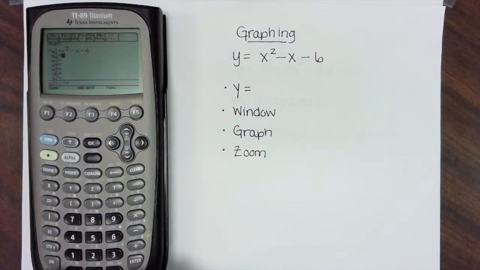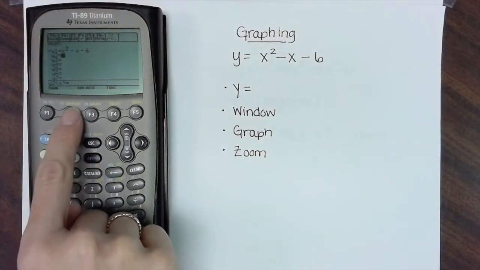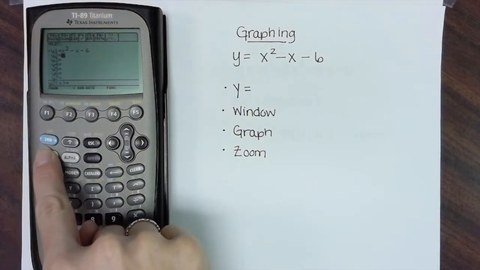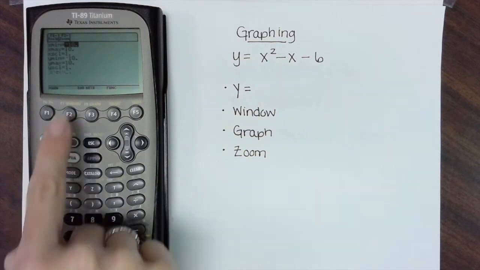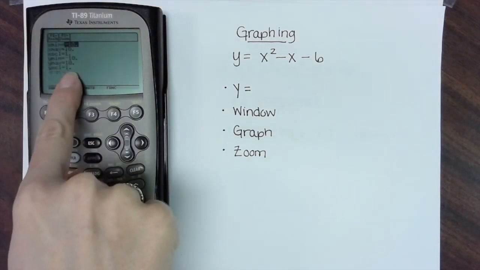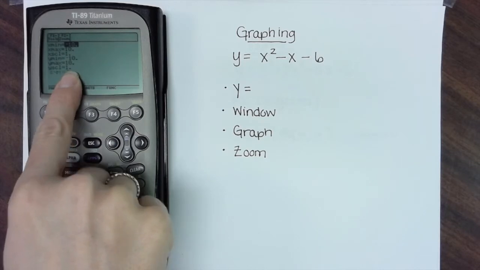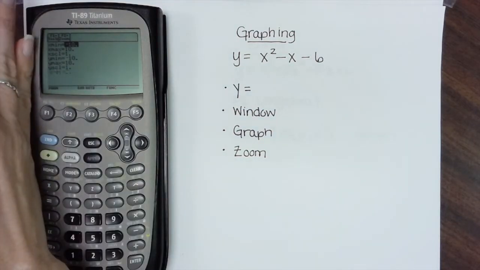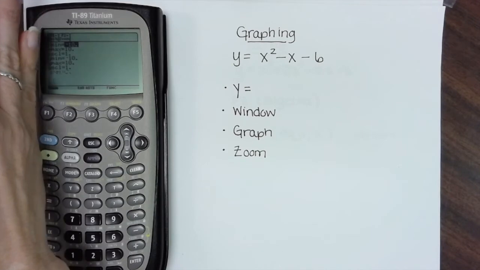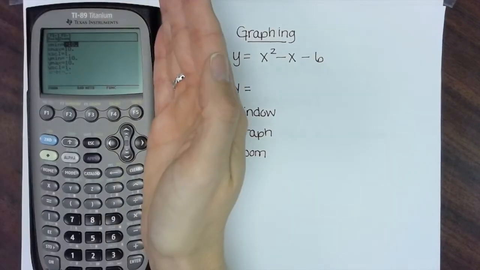Now you want to see what this looks like. I want to show you the window option. If you hit the green button, diamond, and F2 for window, you'll notice I have preset numbers in here. But let's say I wanted to put the numbers in on my own. Let's say I wanted to look on the left-hand side from -5 to the right-hand side 5.